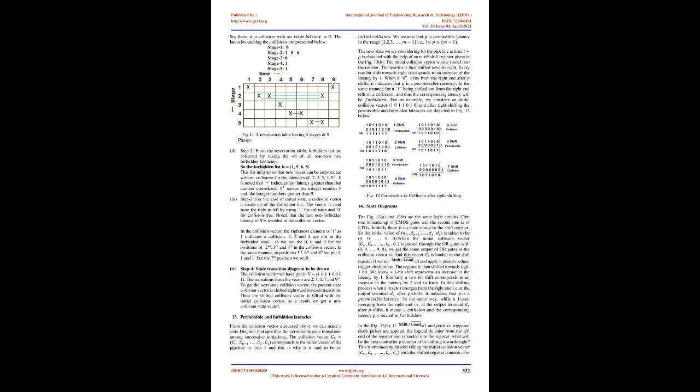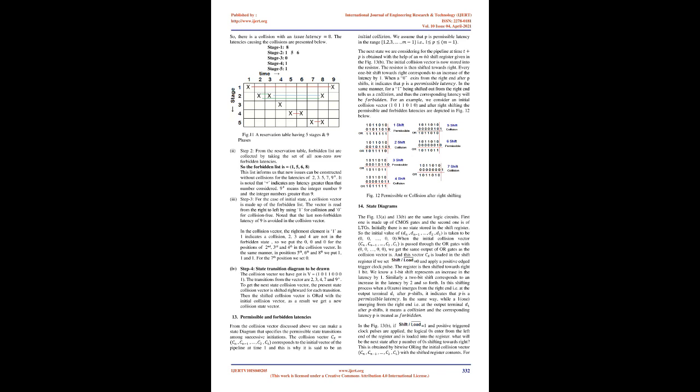Step 4. The state transition diagram is to be drawn. The collision vector we have got is V equals 1 0 1 1 0 0 0 1. The transitions from the vector are 2, 3, 4, 7 and 9 plus. To get the next state collision vector, the present state collision vector is shifted rightward for each transition. Then the shifted collision vector is ORed with the initial collision vector, and as a result we get a new collision state vector.